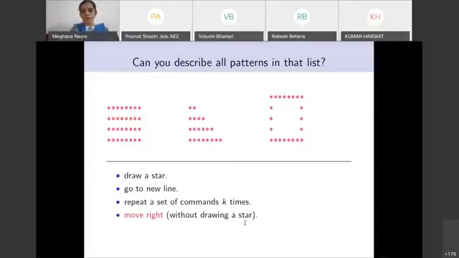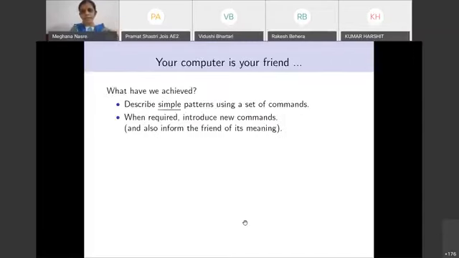So what we have achieved here is that we have described simple patterns using a set of commands. These commands have to be precisely understood by the person who is giving the command and the person who is executing them. And whenever required, we are going to introduce new commands. And also, if they are very different or new commands that the other person does not know the meaning of, then you are also going to inform your friend of the meaning of that command. So this is a small exercise that we have done.